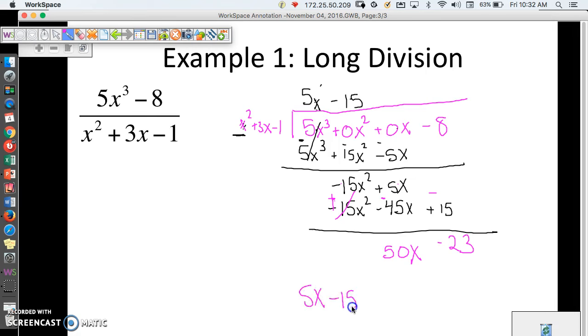So we have 5x minus 15, and then usually we write our remainder as 50x minus 23 over x squared plus 3x minus 1.